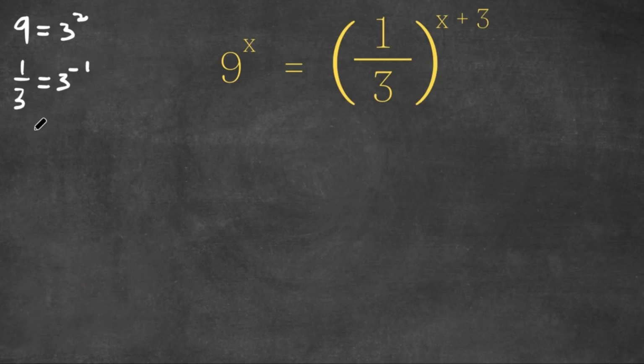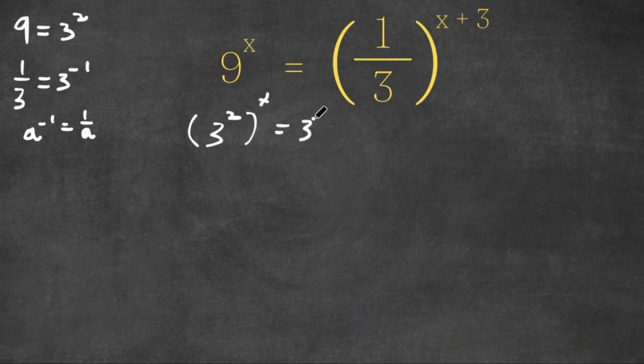Because remember, a to the power of -1 is going to be 1/a. So now we simply just replace these two terms with their values. So 9 is 3 squared, so now we have 3 squared to the power of x is equal to 3 to the power of -1 to the power of x plus 3.